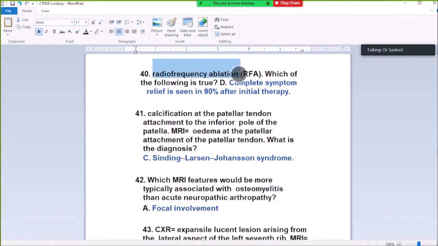40. Radiofrequency ablation. If the following is true, complete symptom relief is seen in 90% of initial therapy.